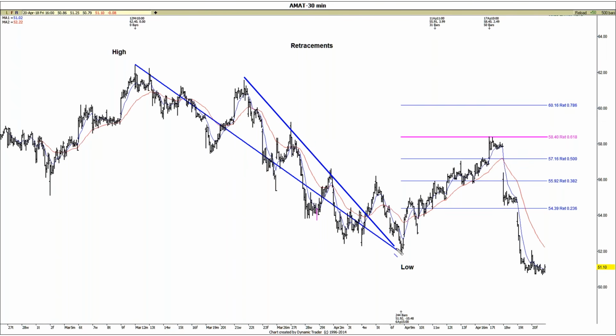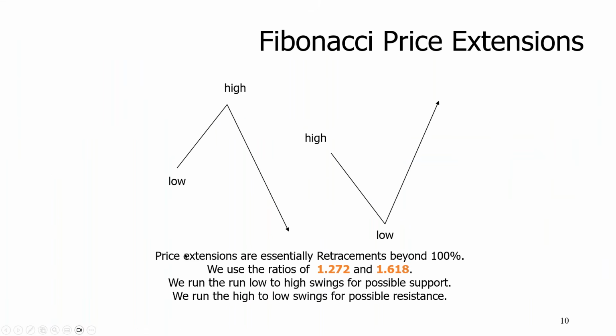And I think I'm going to answer this question before you ask it. What about all these swings? Well, you would also run these swings, okay? But in the case of the examples, I'm just showing you one so you have an idea of what we're doing with each individual swing. Okay, so that's it for retracements.